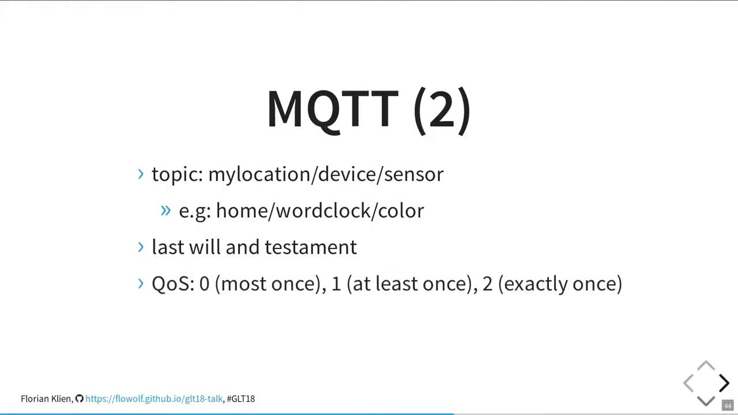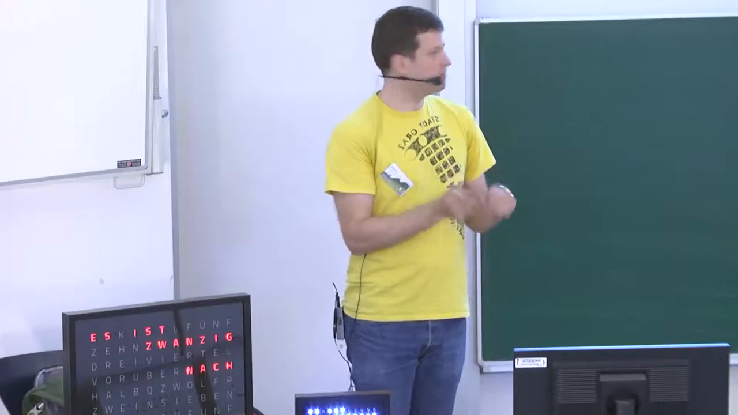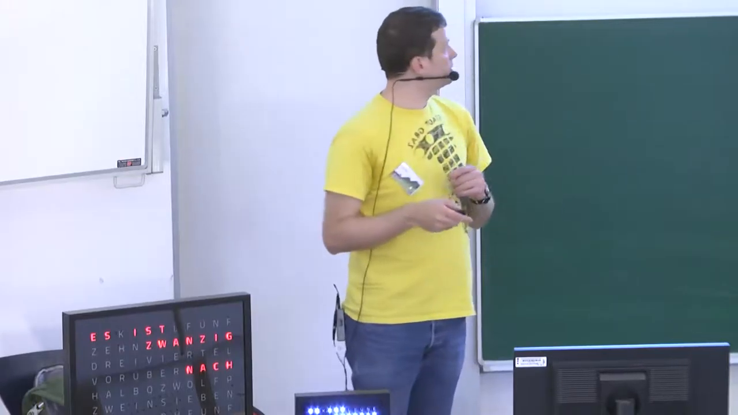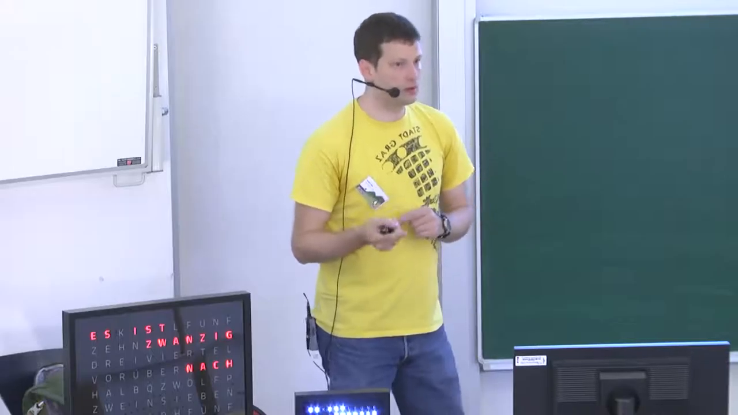And there's a quality of service also built in. So the zero flag means basically just send the message once and don't care if it's delivered or not. One would mean deliver at least once, so the recipient confirms that it got a message. And the second one, the two, would mean deliver exactly once and not more often.